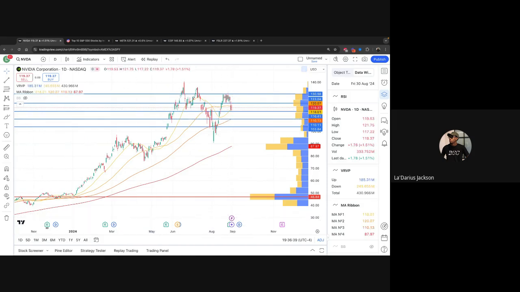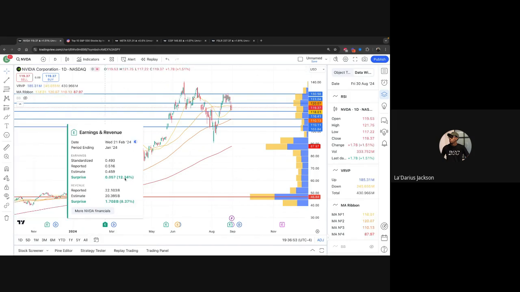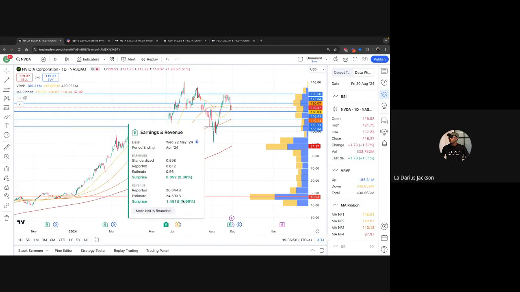So if we look at the earnings, I always say this, if we can just look at the earnings and the revenue, we can see at first when this trend started, the earnings beat and the revenue beat. We had 19% and 11%. You go to the next earnings, we got 12 and 8. The next earnings, you got 9 and 5. So it's getting smaller and smaller, right? The earnings beat and surprise is getting tighter and tighter.